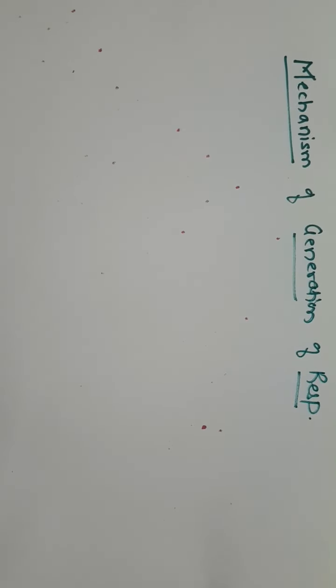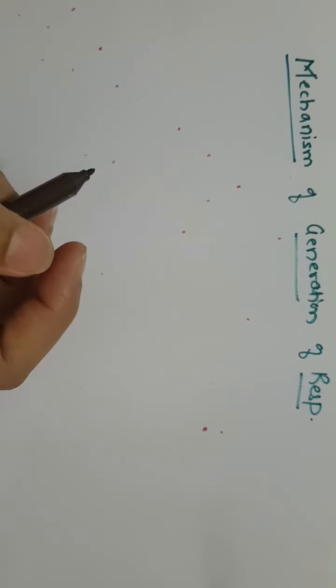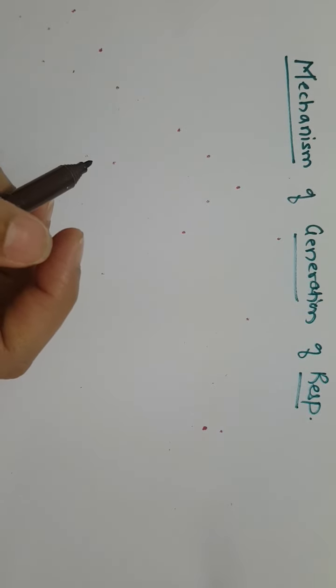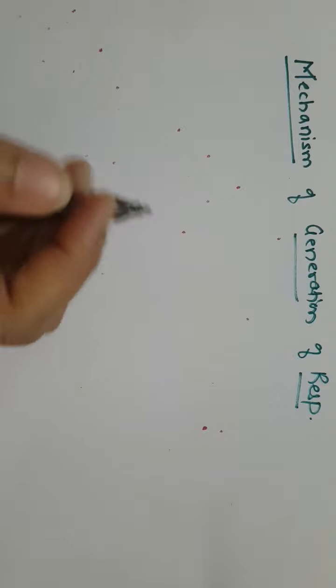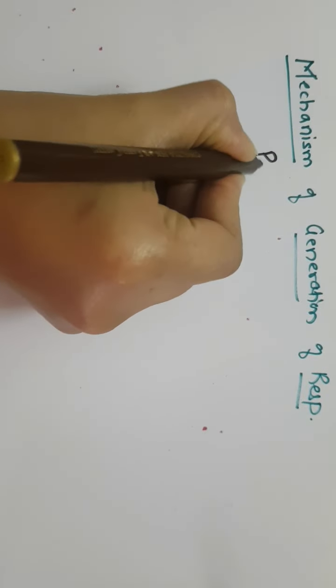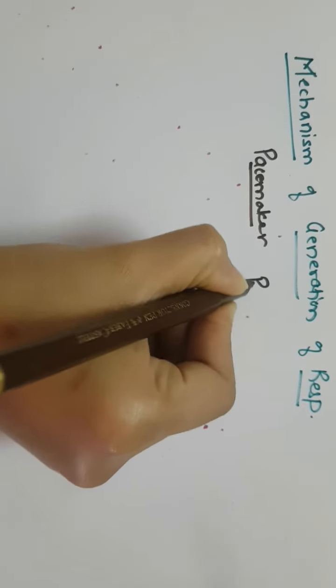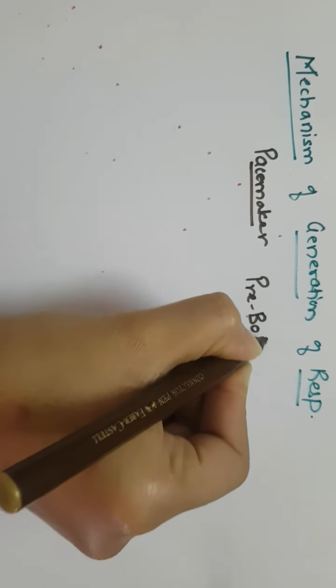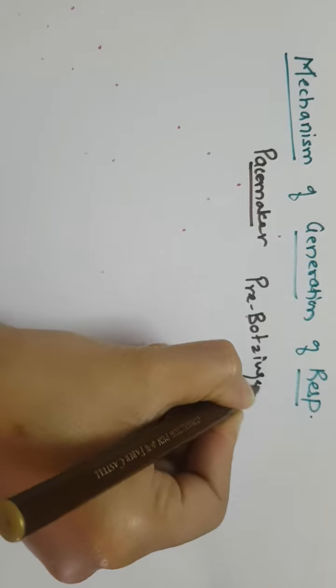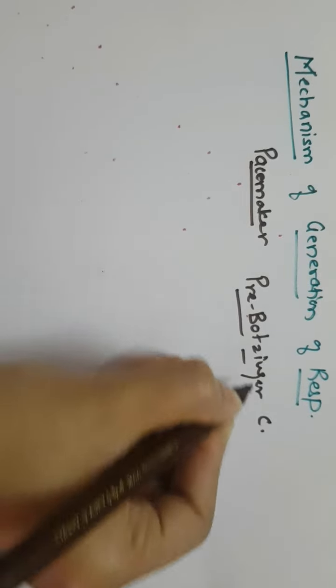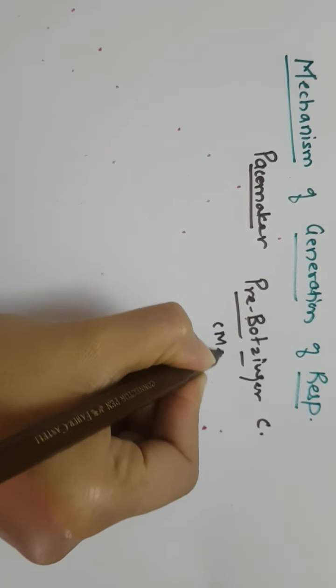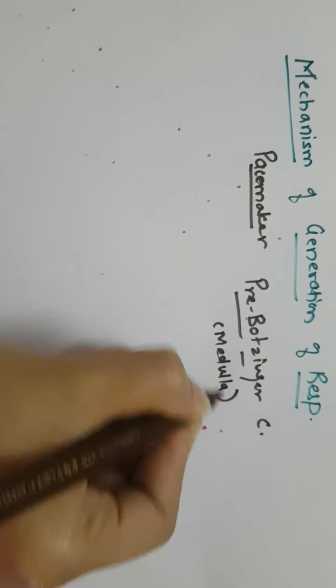Before knowing all the different regulatory systems, let us talk about how respiration is generated. So what is the mechanism of generation of respiration? For the respiratory center, the pacemaker is the pre-Bötzinger complex. Now this pre-Bötzinger complex is present inside the medulla in the ventral part.